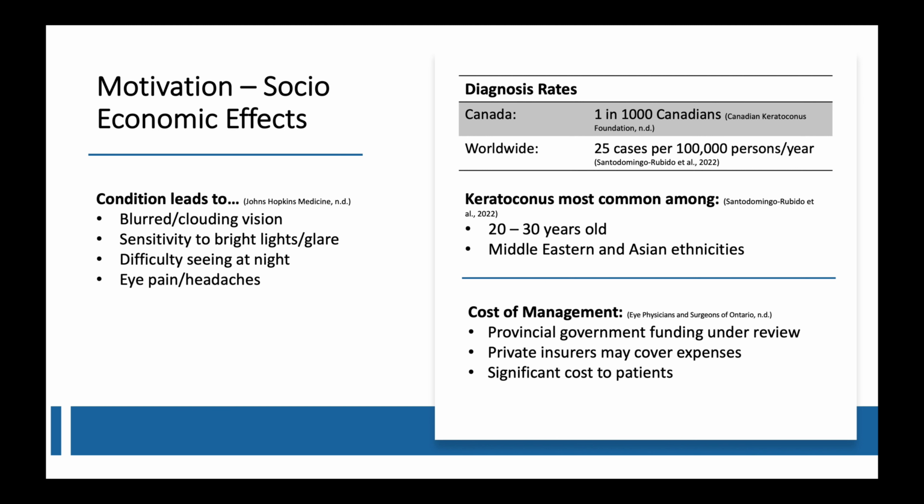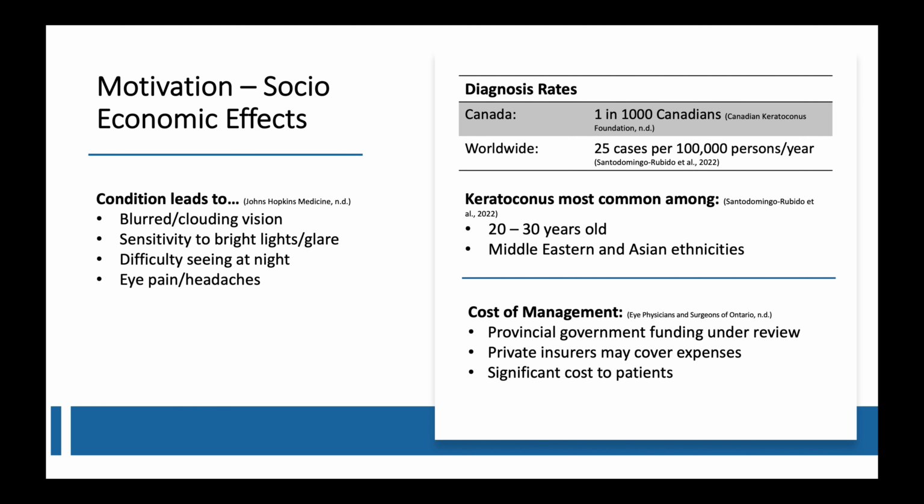Diagnosis rates are less reported since the disease can often go undiagnosed. Approximately 1 in 1,000 Canadians have keratoconus, and worldwide there are approximately 25 cases per 100,000 persons per year. Researchers are finding that the highest rates occur among those 20 to 30 years old and in those who are of Middle Eastern or Asian ethnicities. Causes for the prevalence among these age and ethnic groups is still trying to be understood.